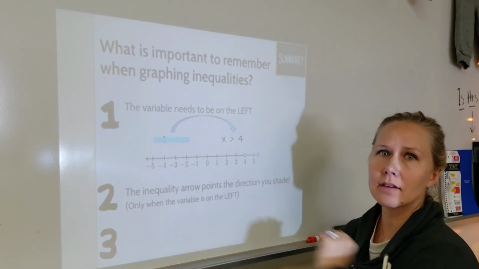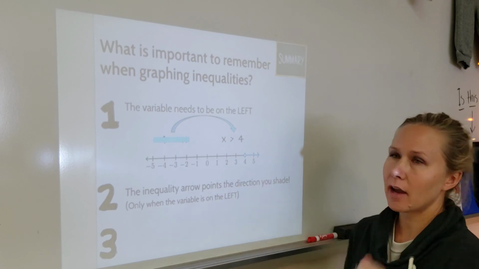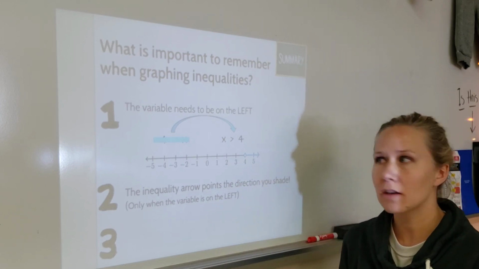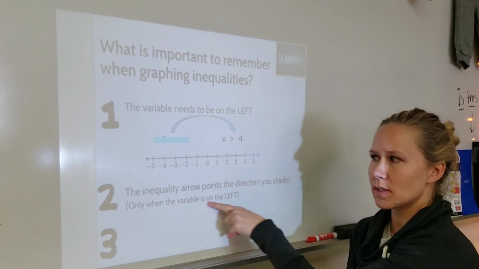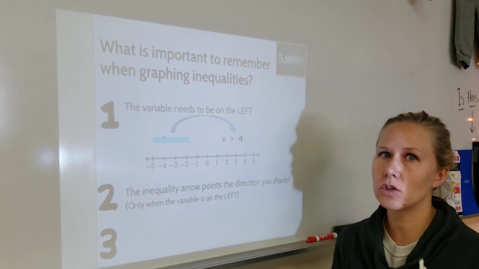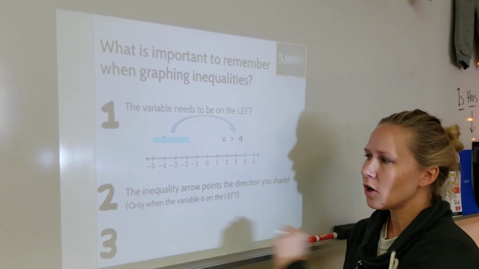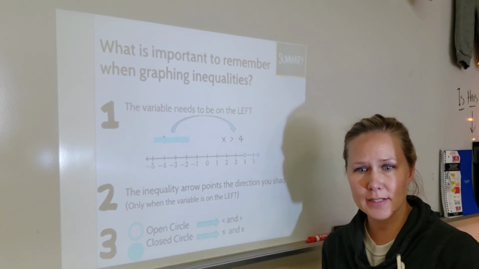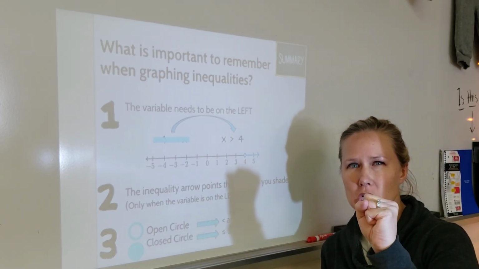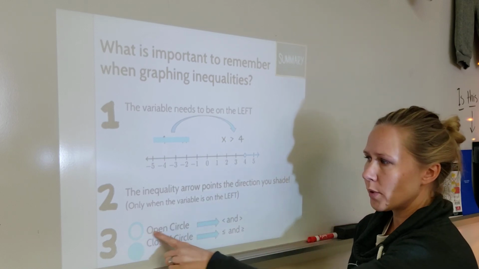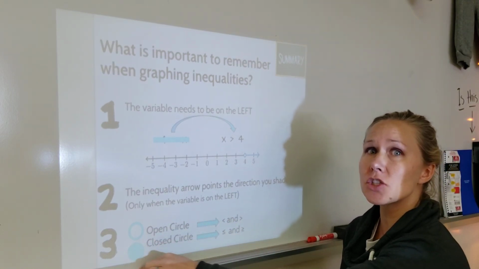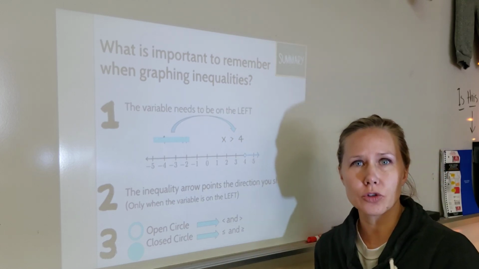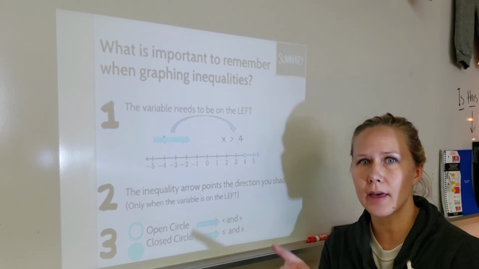The second thing would be that the inequality arrow points the direction you shade. So if the arrow points this way, I shade this way, as long as the variable's on the left, okay? So then you can use that little trick. Third thing, you need to pay attention to, do I open the circle or do I shade and close it in? So open circle with less than or greater than. A closed shaded in circle with the or equal to, because then we want to include that number.